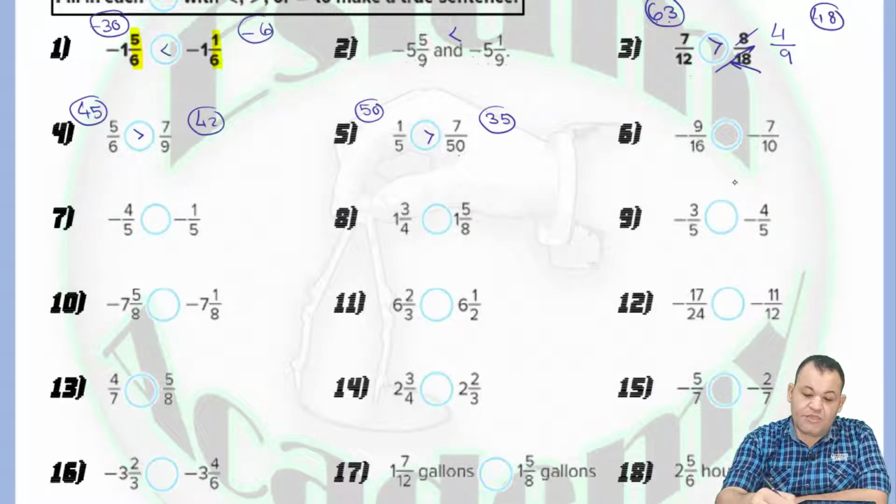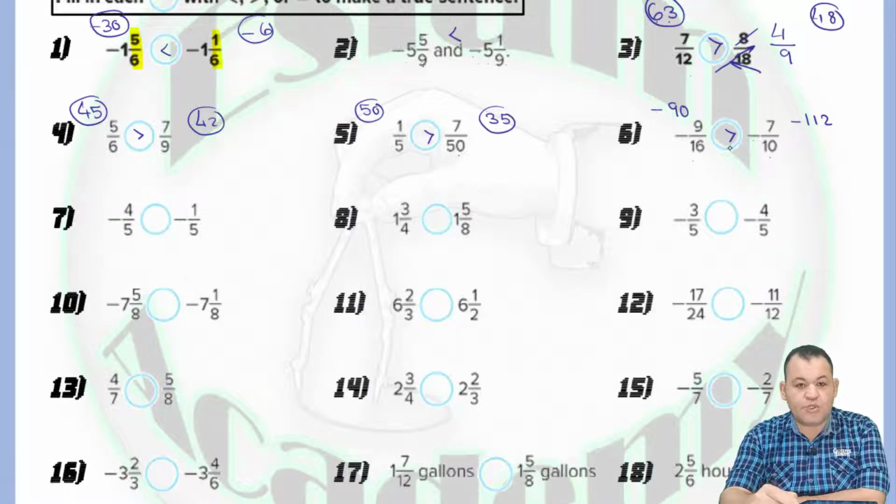Negative 9 over 16 and negative 7 over 10. 16 times negative 7 equals negative 112. 10 times negative 9 equals negative 90. You will find that negative 90 is greater than negative 112. So negative 9 over 16 is greater than negative 7 over 10. And that's how we can compare between the two rational numbers.